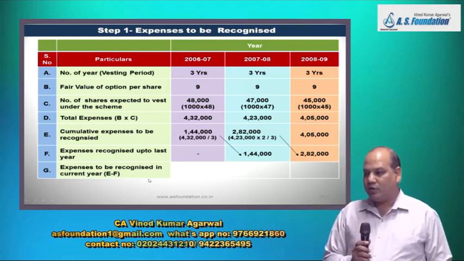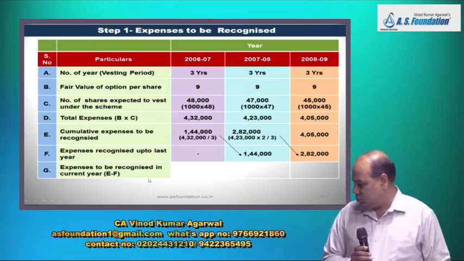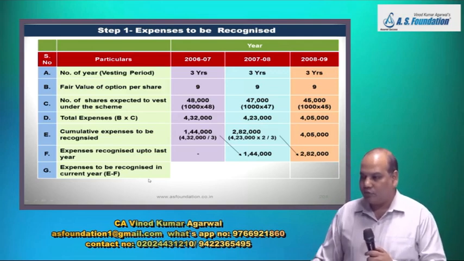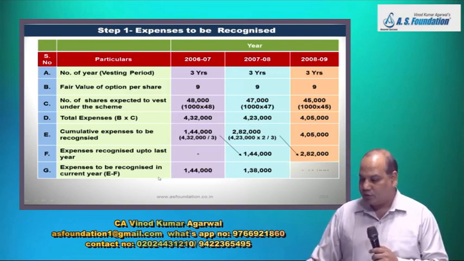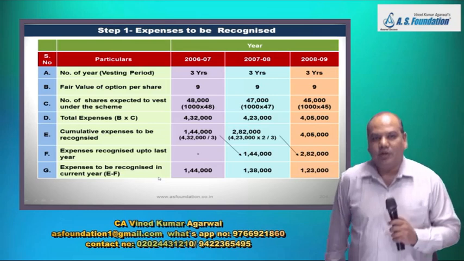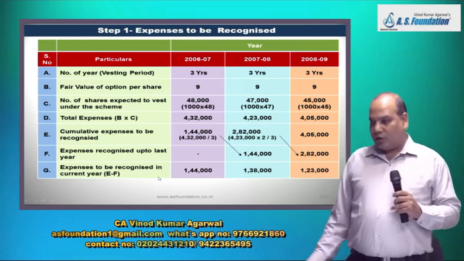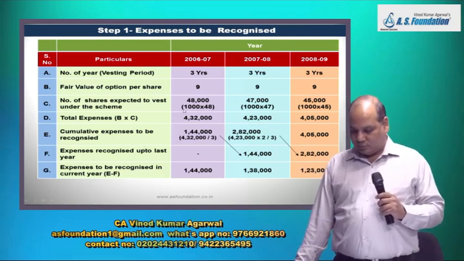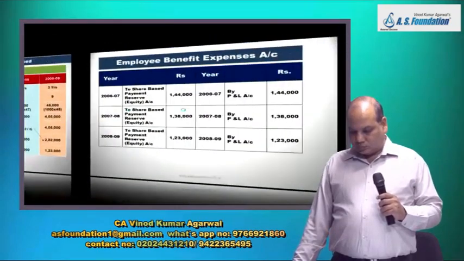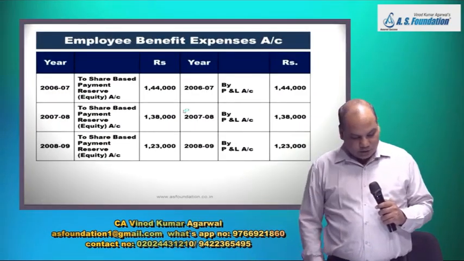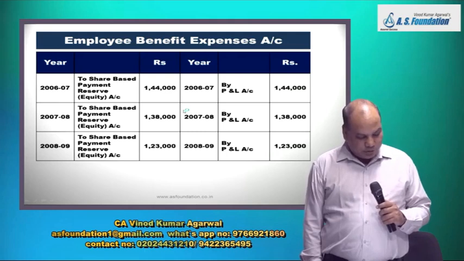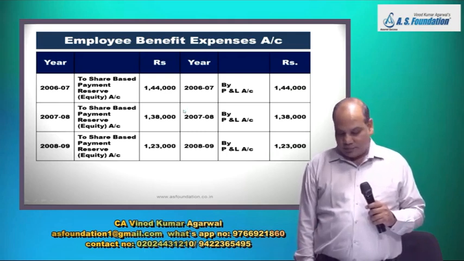Expense to be recognized in the current year. What will you write? First column: 1,44,000, 1,38,000 and 1,23,000. You will write journal entries. They have asked you to pass journal entries.